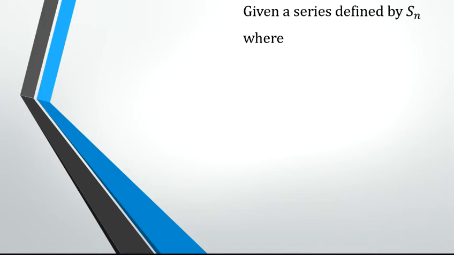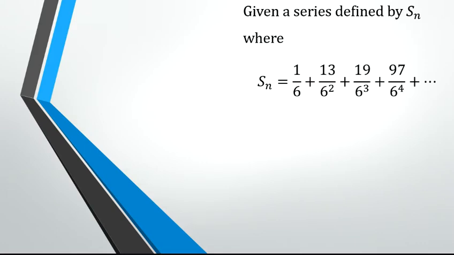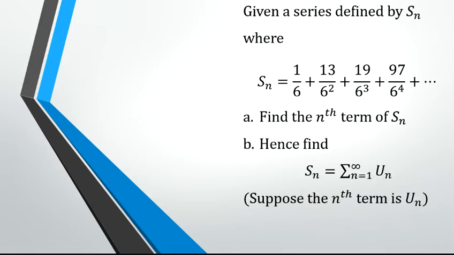Today we are going to be looking at a very viral math question in a topic known as sequences and series. The question reads: given a series defined by Sn, where Sn is equal to that sum, A. Find the nth term of Sn, and B. Hence, find Sn which is equal to the sum from n equals 1 to infinity of un. Suppose that the nth term is un.